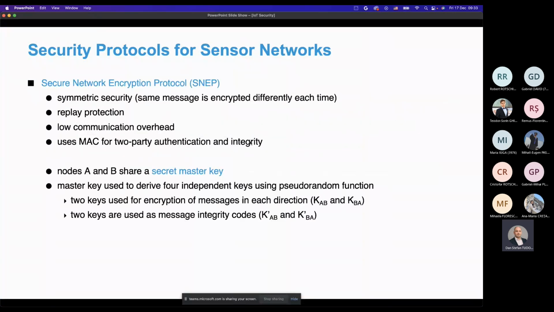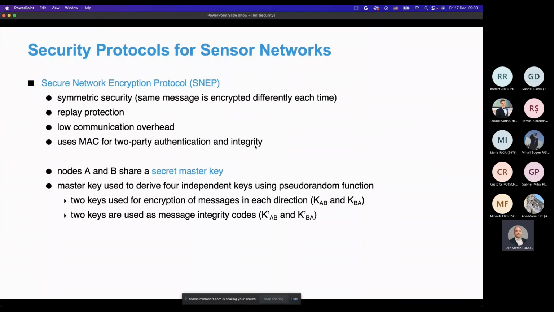Just moving really quickly through these slides about these protocols. What you need to actually take into consideration is the fact that you have this secure network encryption protocol here, which uses symmetric security. So the same message is encrypted differently each time, and you have mechanisms for replay protection and low communication overhead employed in the network. Usually it uses MAC for two-party authentication and integrity.